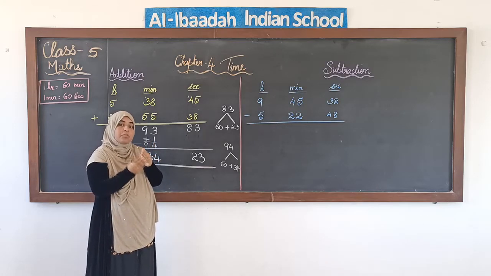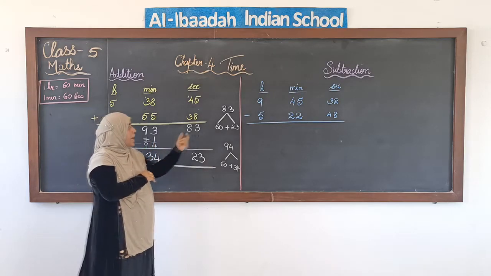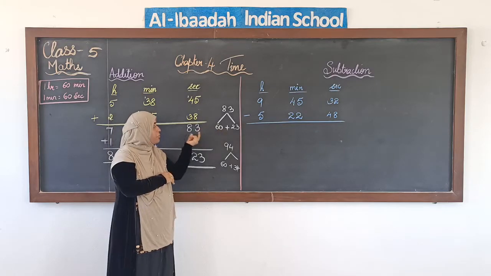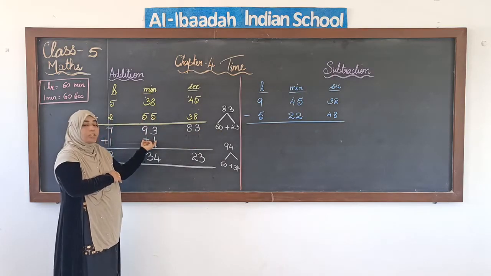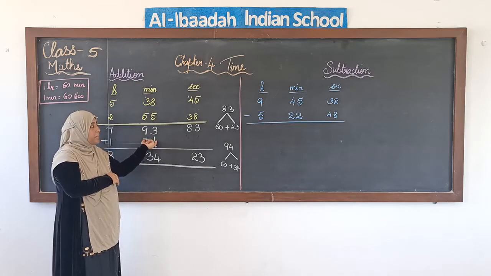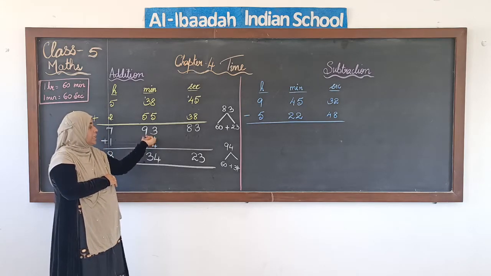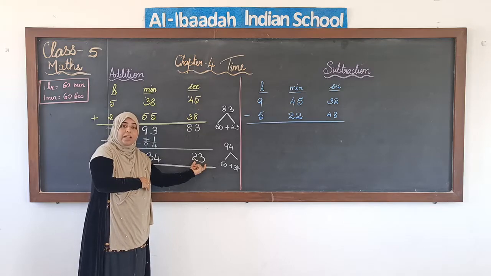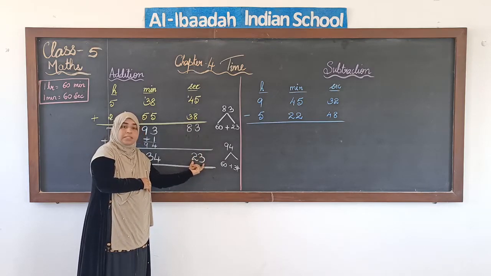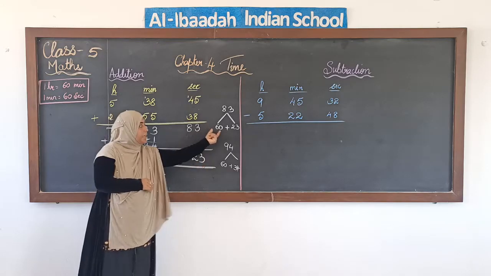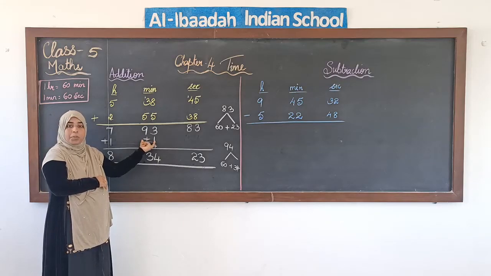That 60 seconds we can convert to minutes. So we removed 60 seconds from 83 and brought it to minutes. When we take out 60 from 83, we are left with only 23 seconds. The remaining seconds stay in the seconds column. The 1 minute we carried forward to the minutes column.